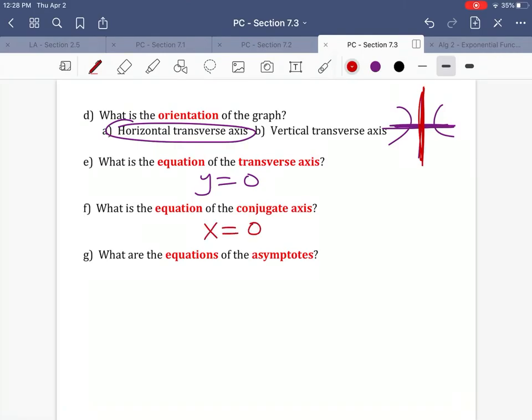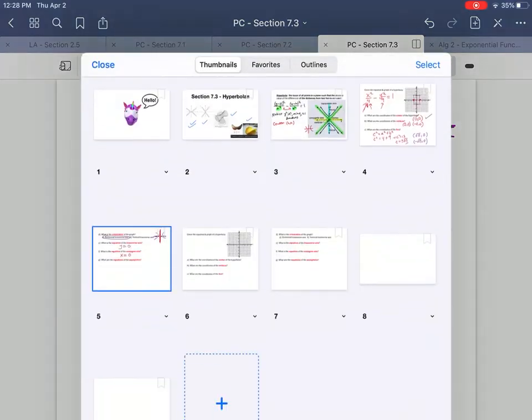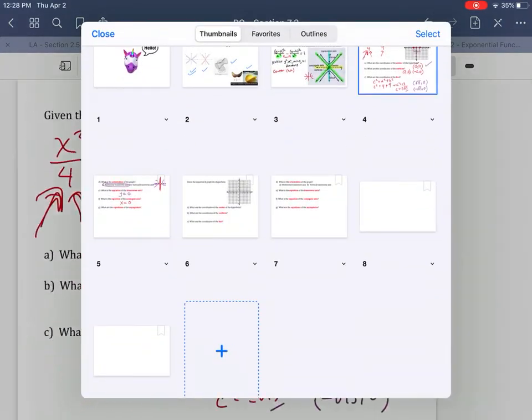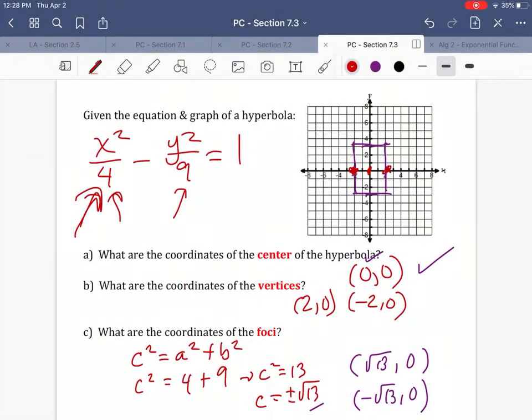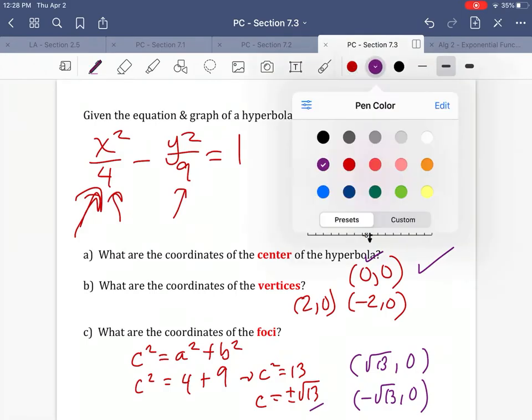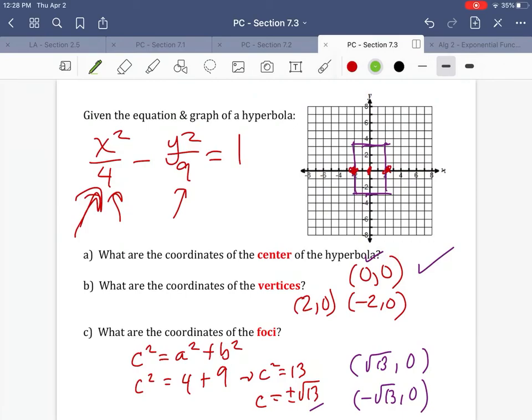All right, and then the equations of the asymptotes. So I need to go back to my picture for this. So remember that box that we drew, all right? When we drew that box, the reason we did that is so that we could basically draw our asymptotes. So our asymptotes, if you draw from the center to the corner of that box, and then the corner of the other box, there's one asymptote, and then same thing here, and then same thing over here. All right, so those are your asymptotes.